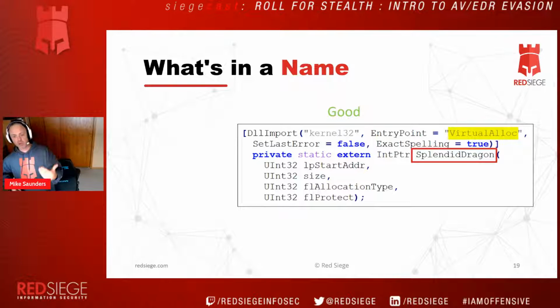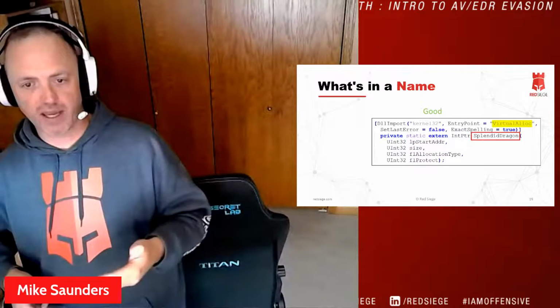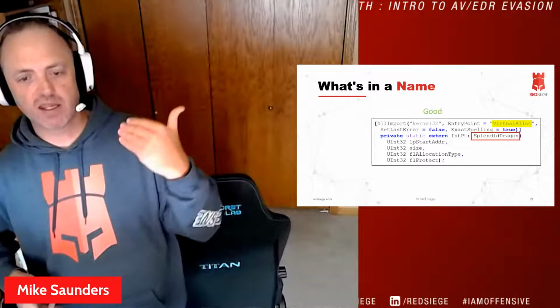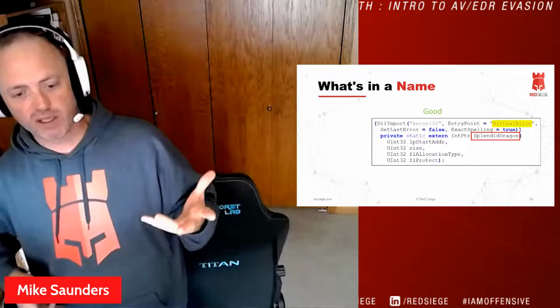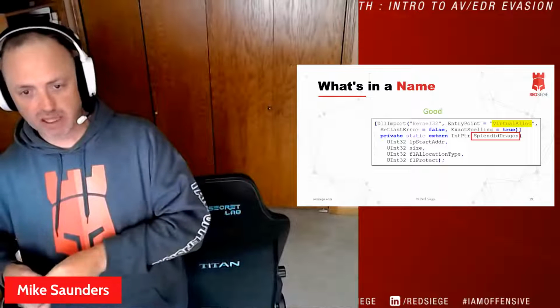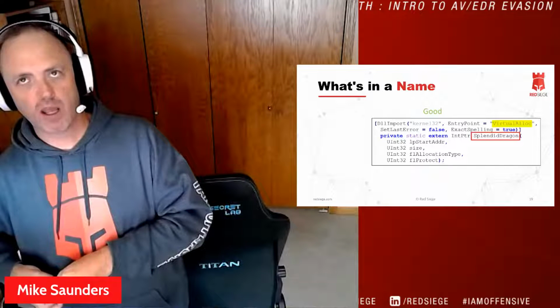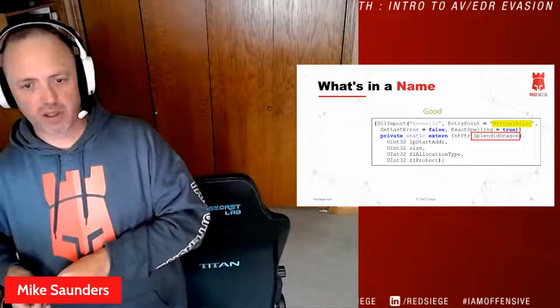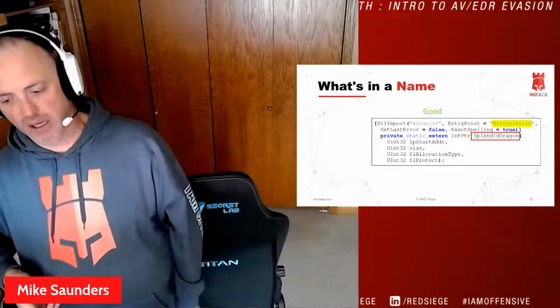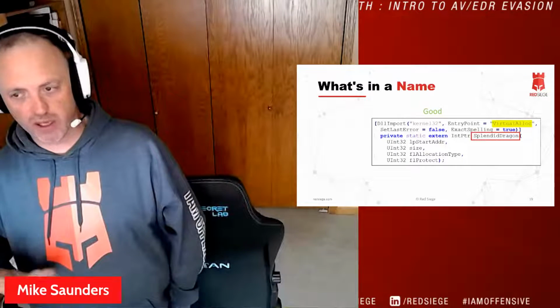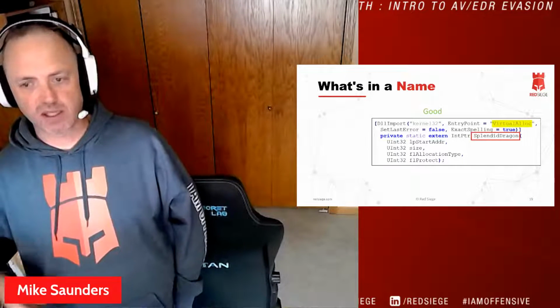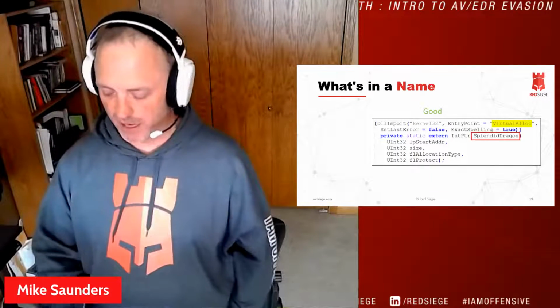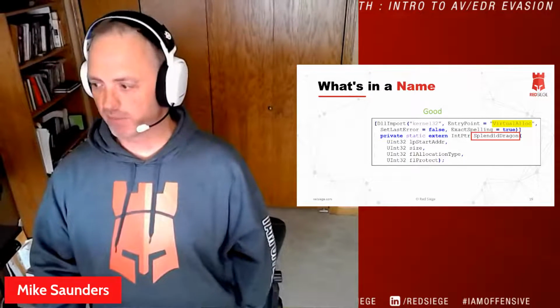And then when I go to use VirtualAlloc later on in my code, instead of calling VirtualAlloc, I call Splendid Dragon. So this is one way that you can avoid detection for things like MSBuild templates or anything where you're compiling your C# at runtime, on disk or in memory, whether you're using CSC or MSBuild or something like that. This is another way of avoiding detection.